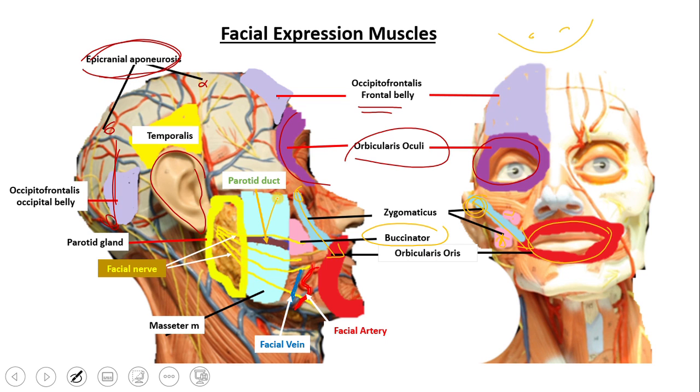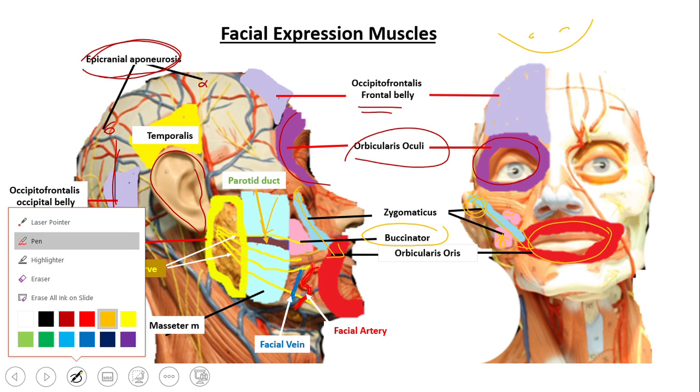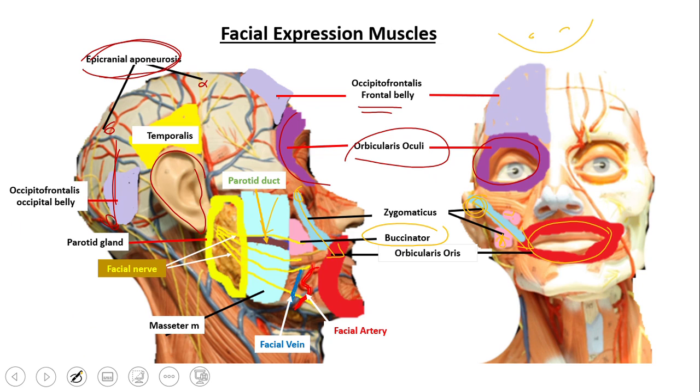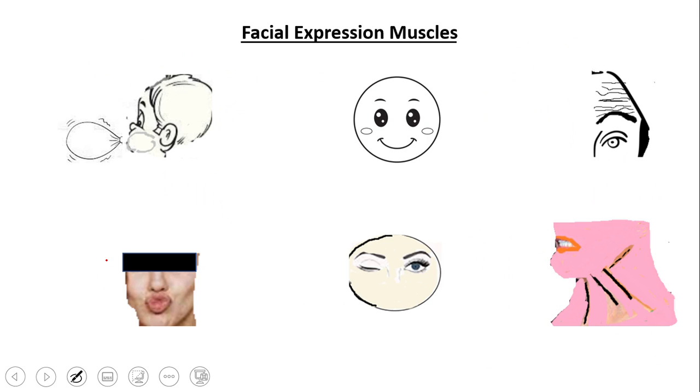Okay, this yellow here is the facial nerve. It comes from the narrow stylomastoid foramen, and then it gives branches going to the different facial expression muscles. Now, let's review the facial expression muscles' action.